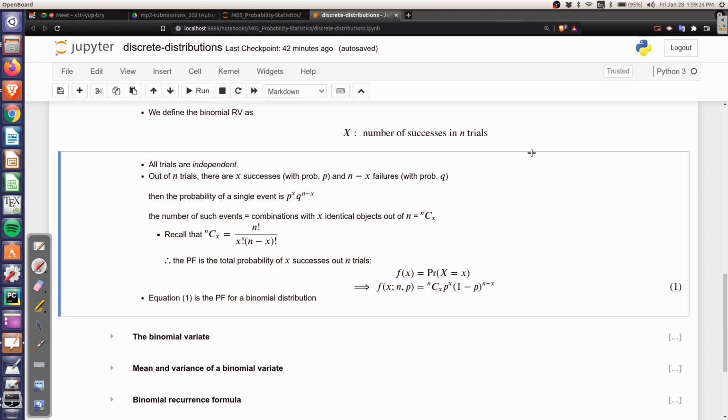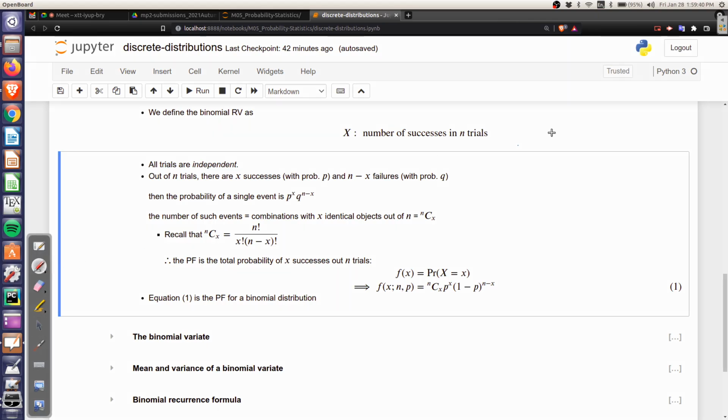So let us say I want to toss the coin, let's say 5 times. I want to know what the probability is of getting, let's say, 3 successes out of 5. The probability of success is half. So now what are the different ways by which I can get that? Let's try to figure this out.